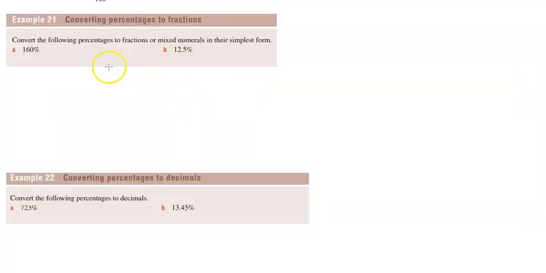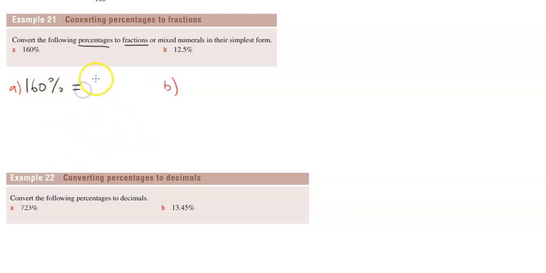Alright, so first example 21, we are going to convert the following percentages to fractions or mixed numerals in their simplest form. The first one is 160%, and the second one is 12.5%, and we're converting from a percentage to a fraction. So we're expecting some number over 100 to begin with. So 160%. Now this is a circumstance I was talking about before, where the percentage is greater than 100. If we were to convert this to a decimal, it would be greater than 1. If we were to convert this to a fraction, we're expecting a fraction with a numerator bigger than the denominator, so it's going to be an improper fraction. And we just convert that to a mixed numeral.